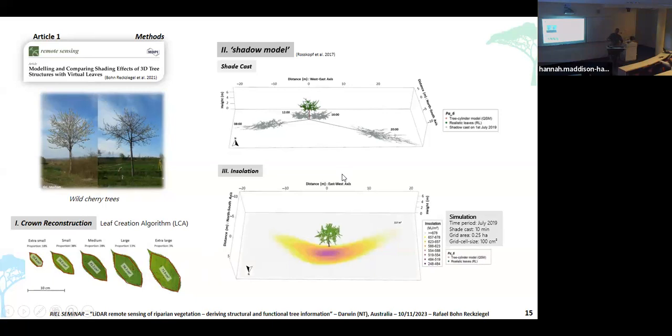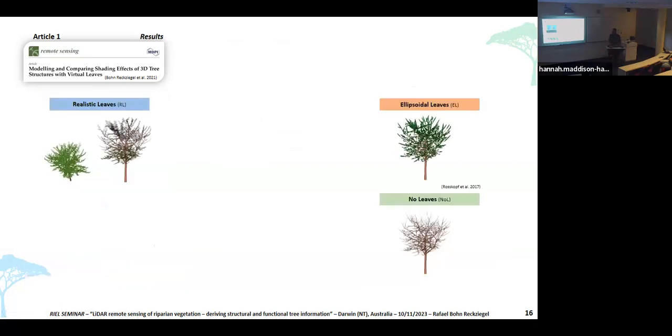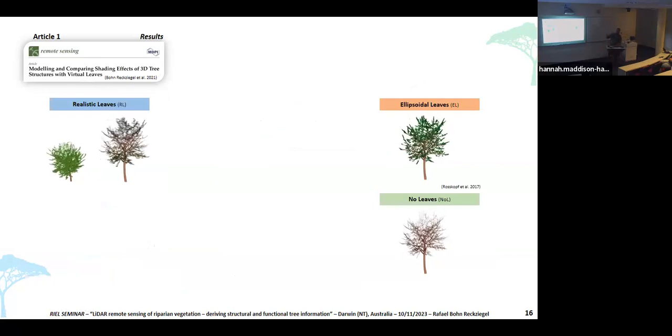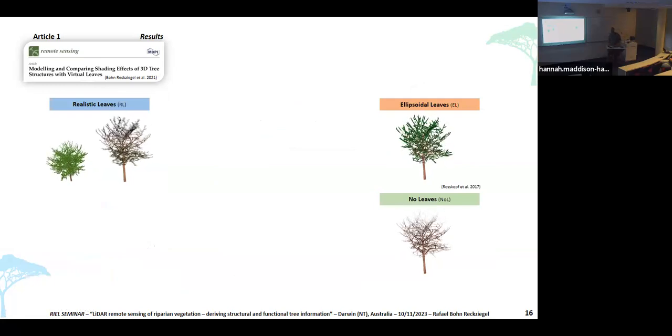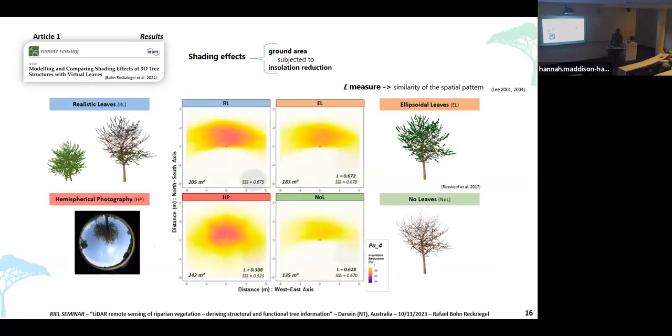And we added also data on solar radiation, to derive this kind of insolation reduction maps in 3D space, spatially explicit. Yeah? So here there was the comparison. Does that make sense? Use realistic 3D models of real trees to simulate and quantify the shade effects of trees.